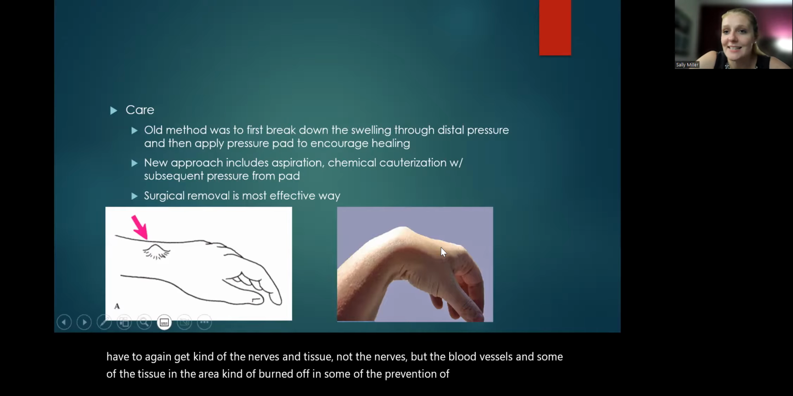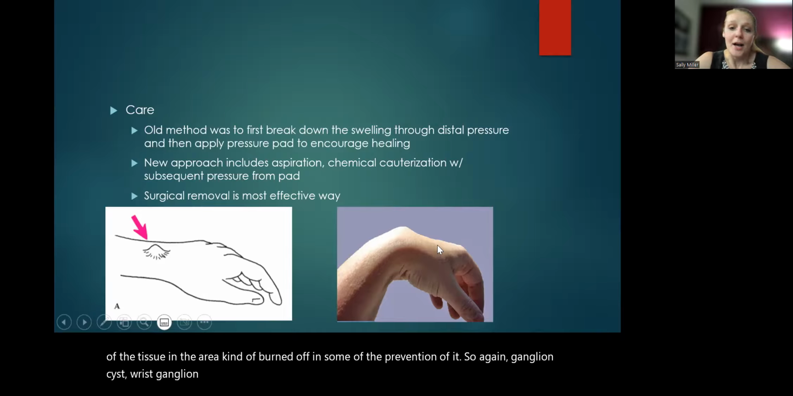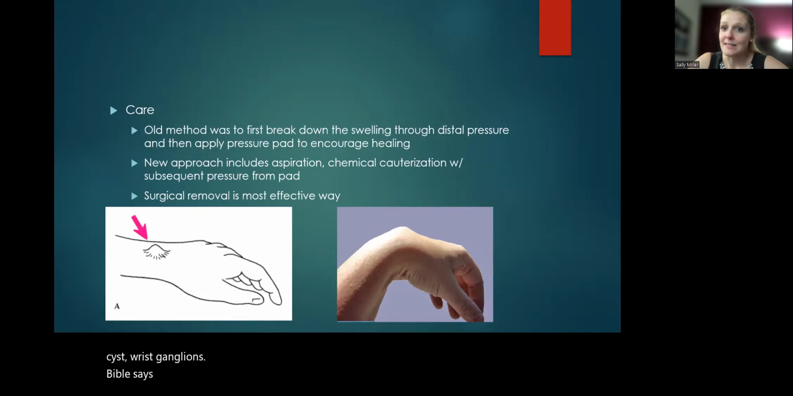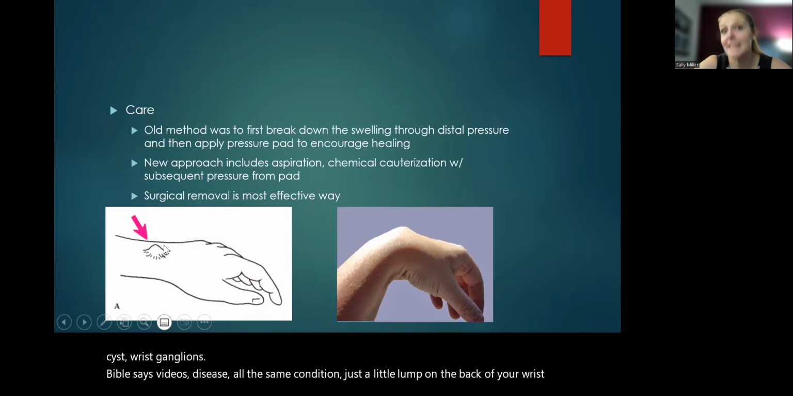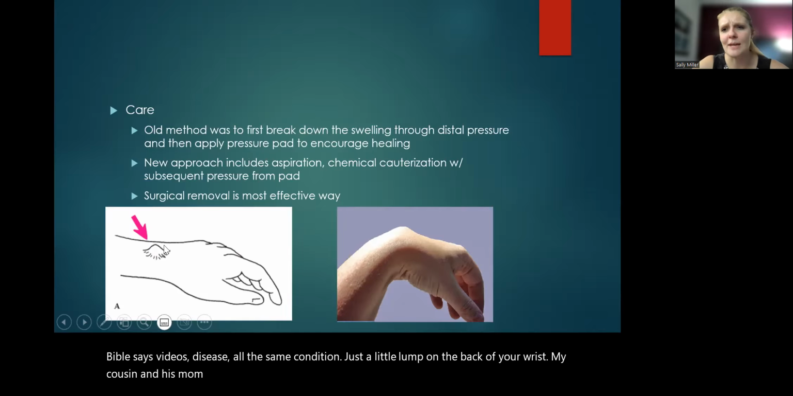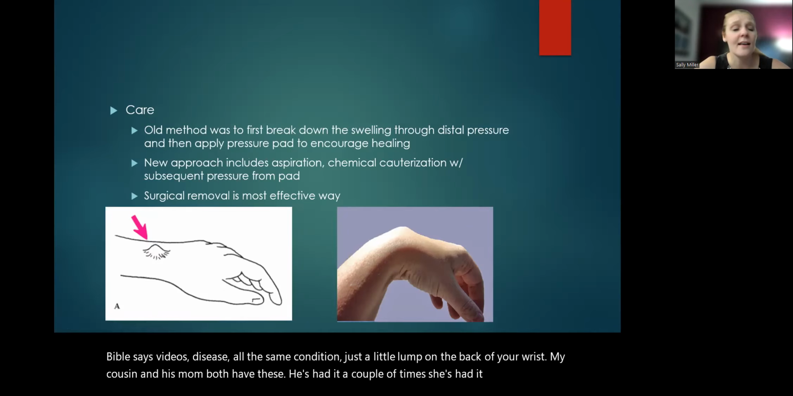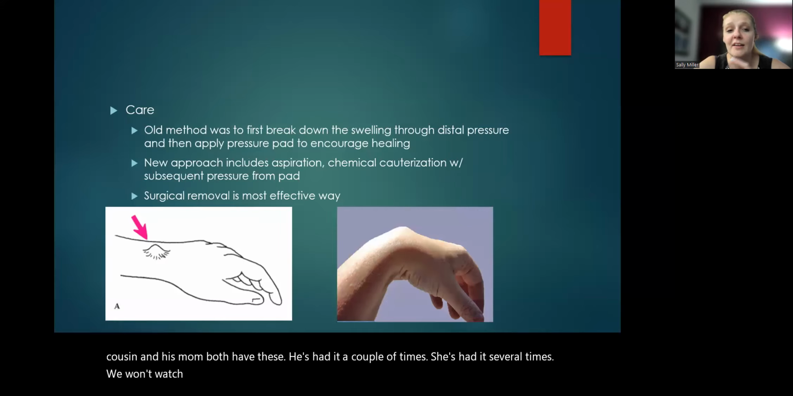So again, ganglion cyst, wrist ganglions, Bible cyst, Gideon's disease, all the same condition, just a little lump on the back of your wrist. My cousin and his mom both have these. He's had it a couple times. She's had it several times. We won't watch one, but you can pull it up on YouTube. People getting their cyst popped in like their offices.